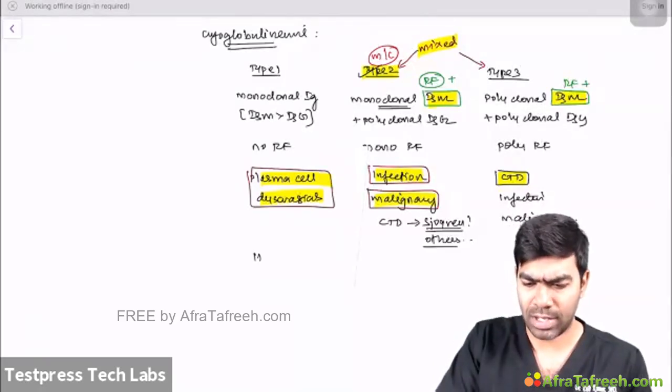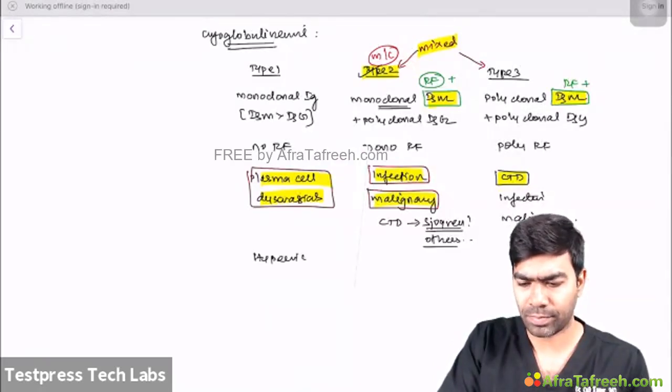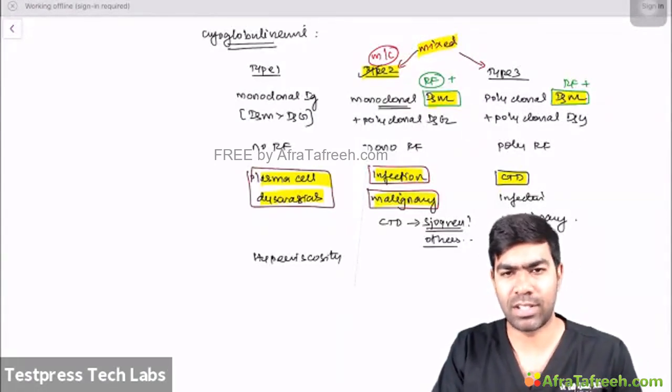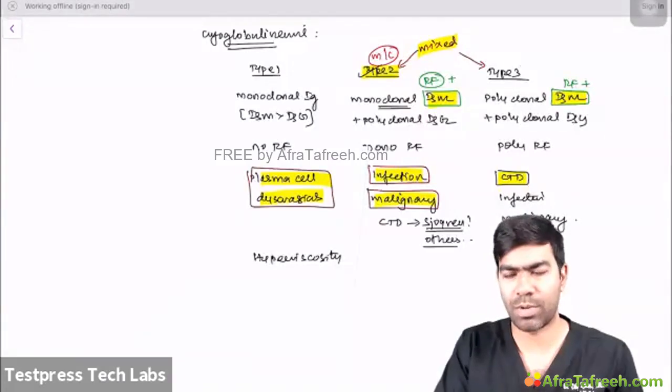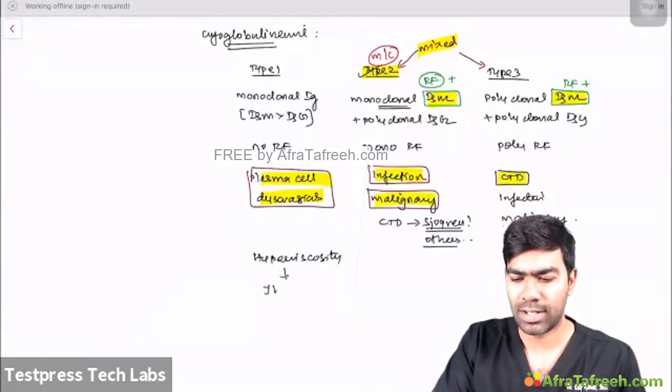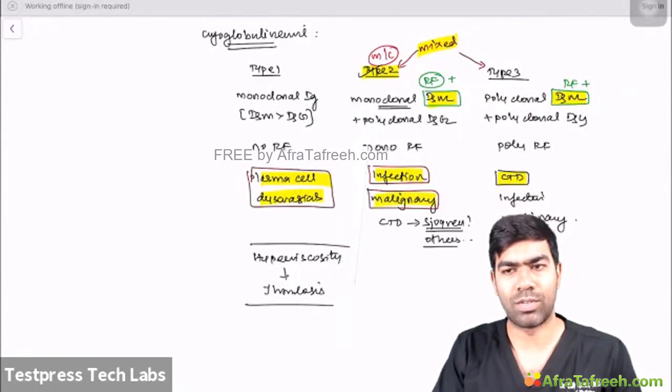What is the problem here? Here the problem is hyperviscosity. That is the problem, which means patient will not come with vasculitis. Vasculitis is not a problem here. Here the hyperviscosity is the problem, which can lead to thrombosis and infarcts. That's the problem in this situation. So we are not actually dealing with the vasculitis in this situation.